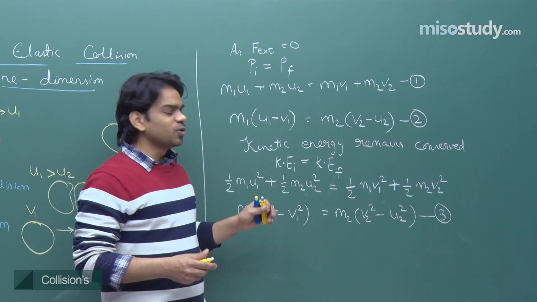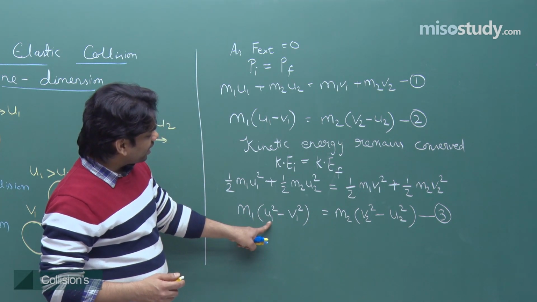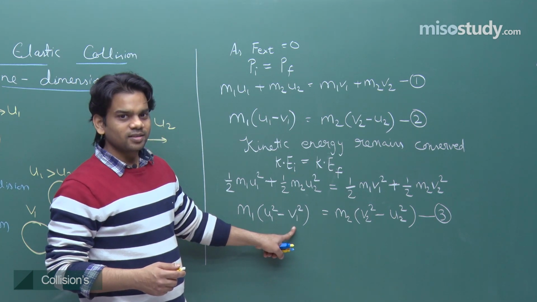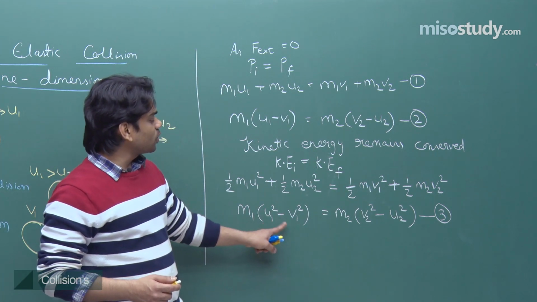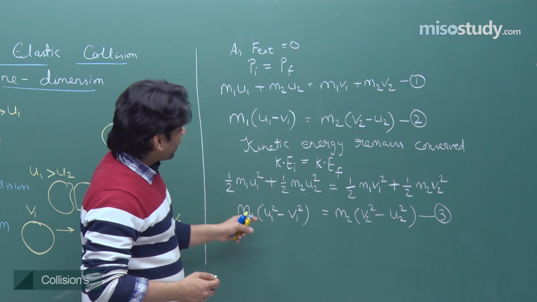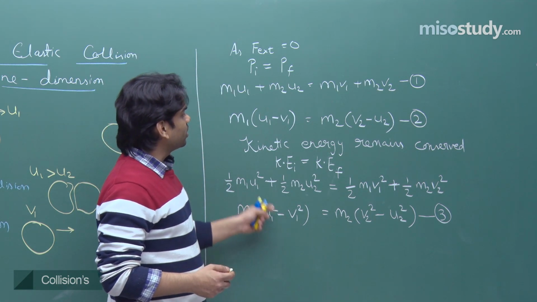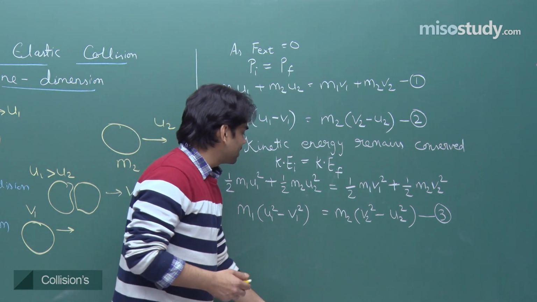Very simple and easy to reach this equation. See here, a square minus b square can be written as a minus b into a plus b. If I divide equation number 3 by equation number 2, very easily we will get a relation. See what I'm going to get.